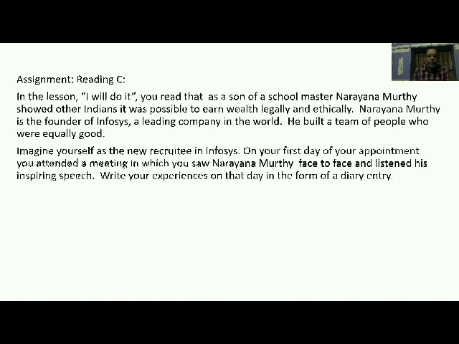Imagine yourself as the new recruitee in Infosys. On your first day of appointment, you attended a meeting in which you saw Narayana Murthy face to face and listened to his inspiring speech. Write your experiences on that day in the form of a diary entry.